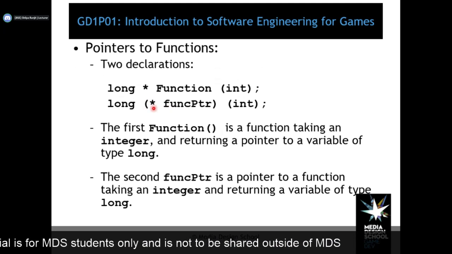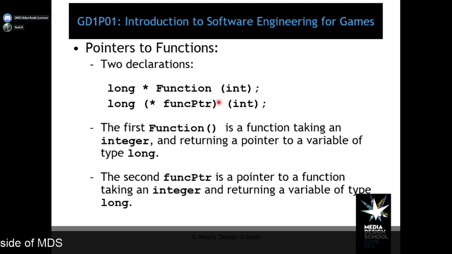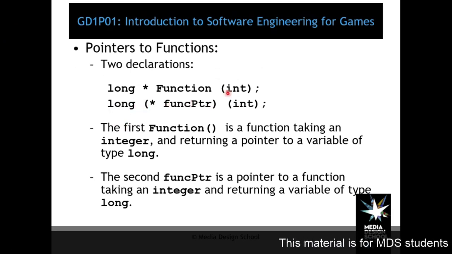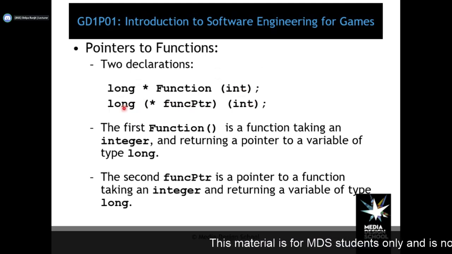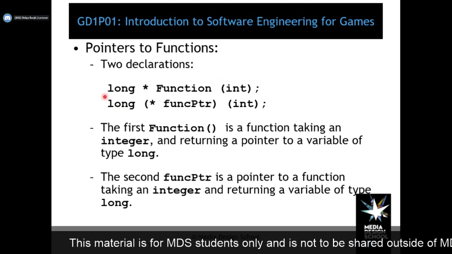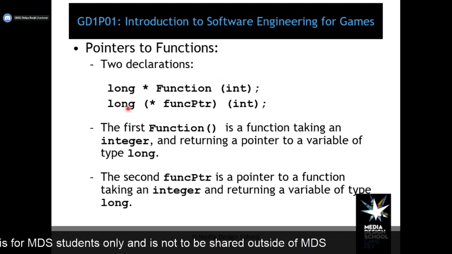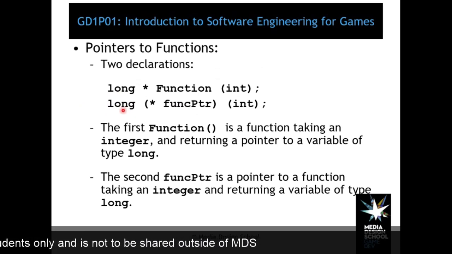So the second one is a function pointer. It is a pointer to a function that takes an integer variable and returns a long. So this is a function pointer that only points to those functions which take an integer argument and which return a long data type. The first one returns a pointer to a long and is not a function pointer.